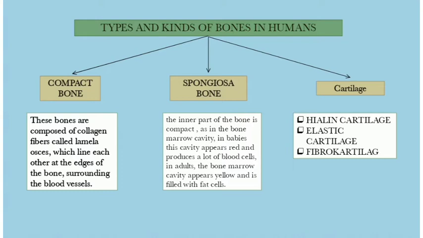Types and kinds of bones in humans. Compact bone. These bones are composed of collagen fiber called lamellar bones, which align with each other at the edges of the bone surrounding the blood vessel. Spongy bone. The inner part of the bone is spongy, as in the bone marrow cavity. In babies, this cavity appears red and produces blood cells. In adults, the bone marrow cavity appears yellow and is filled with fat cells.